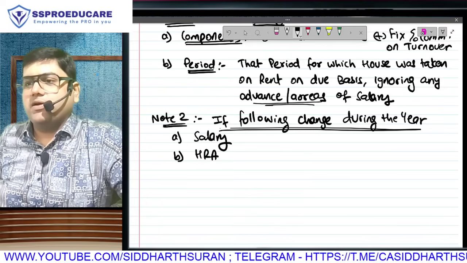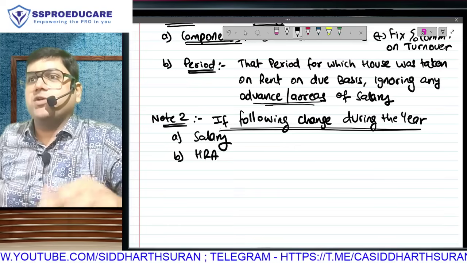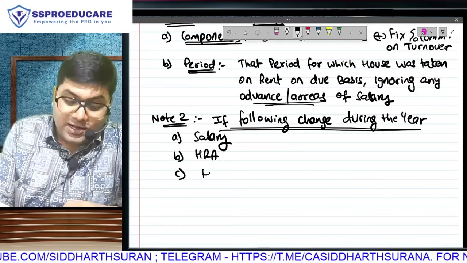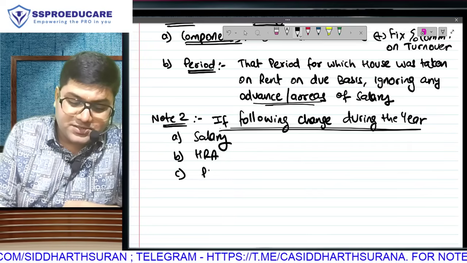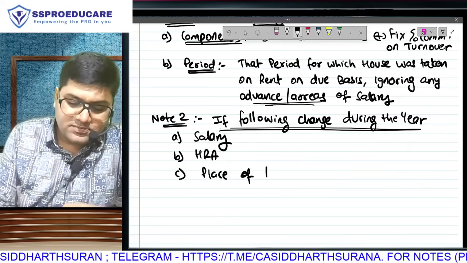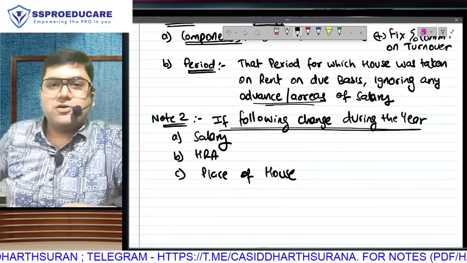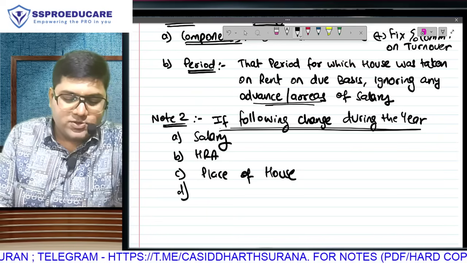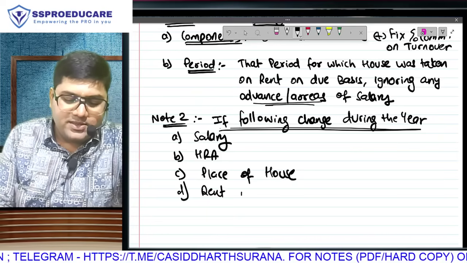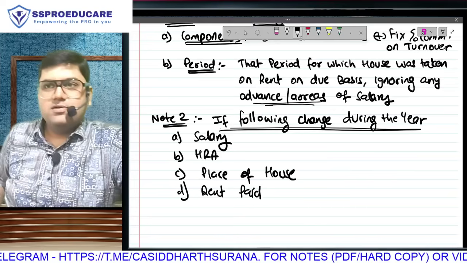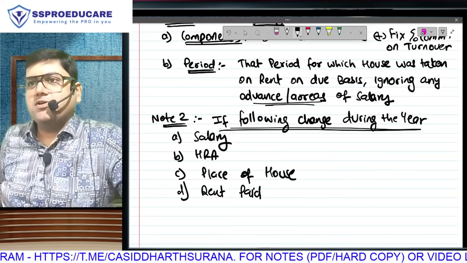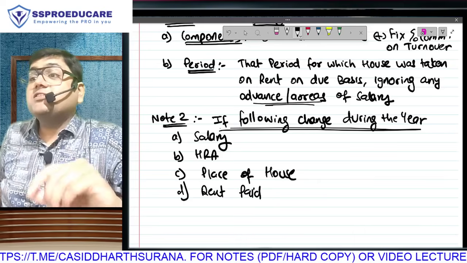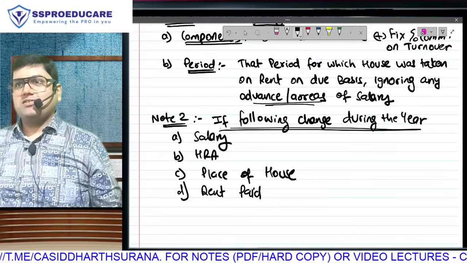You make your employer understand that, sir, housing has become expensive, give more HRA. Is it possible that your house has changed? The place of house has changed during the year. Place of house will directly change your calculation, 40 to 50, 50 to 40. And is it possible that the rent that you are paying to your employer has changed during the year? Correct? Now understand, if these things change, my calculation will change.